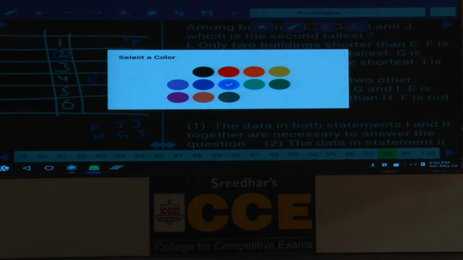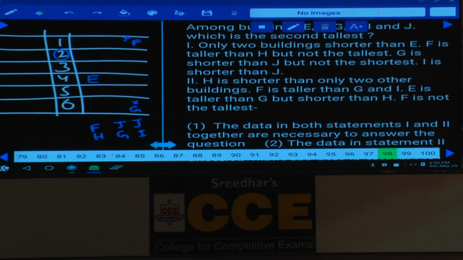Then coming to condition number 2, H is shorter than only 2 other buildings. That means H must be at the third place. And F is taller than G and I. F is taller than both G and I. E is taller than G but shorter than H. So the order is H, E and G. F is not the tallest here also. This is the information we have.